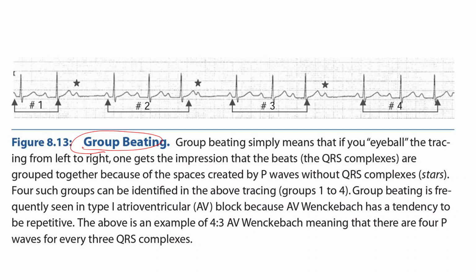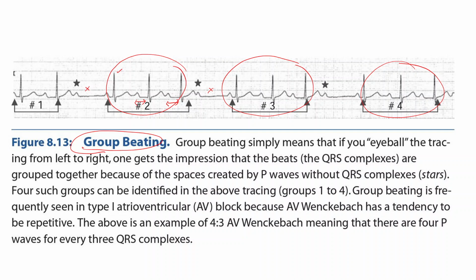Here you can see there is no non-conduction of the impulse. Here you can see there is a P and QRS definitely. Here you can see PR is getting prolonged. Here more prolongation, and again there is non-conduction. So this is a group. Similarly, the next group. Okay, so this is known as group beating.